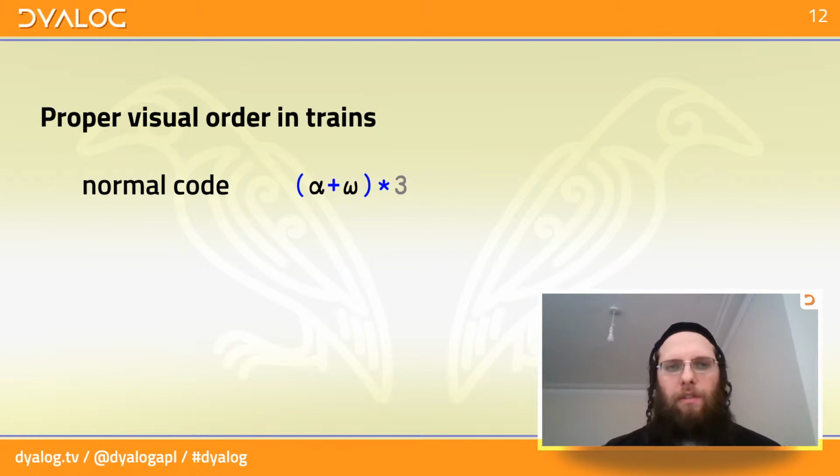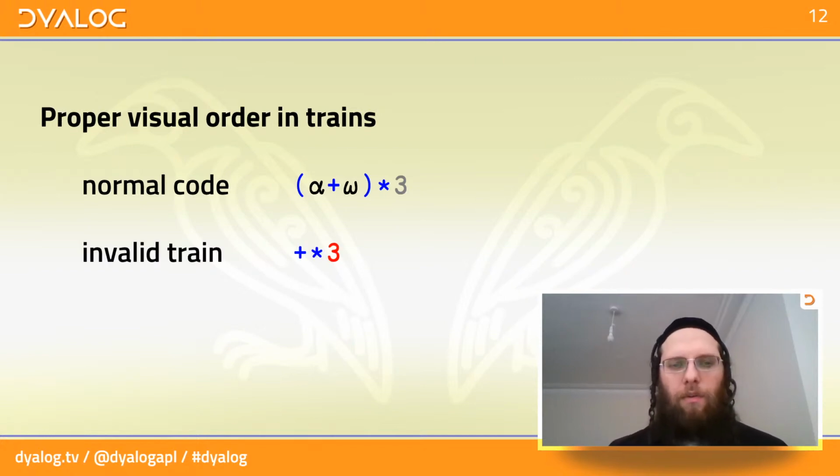The other benefit I mentioned was preserving the visual order in trains. And here's an example. Let's say we have this expression, or the body of a function, which is a sum, and then we cube that. Now, let's say you wanted to test it and write this as a train.